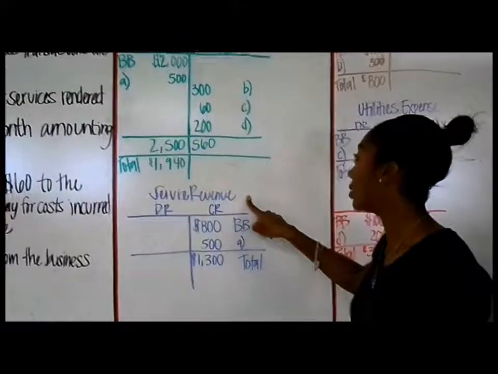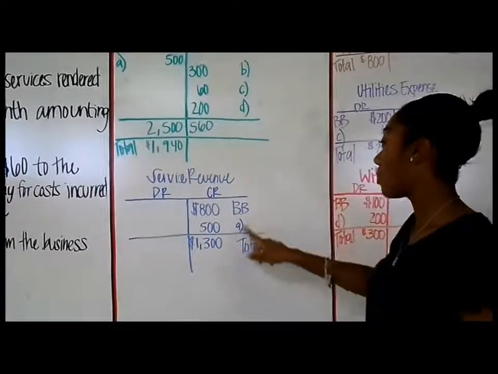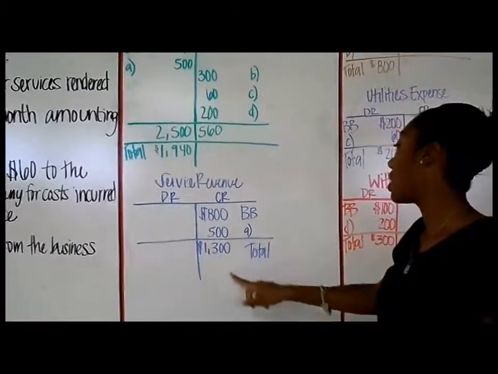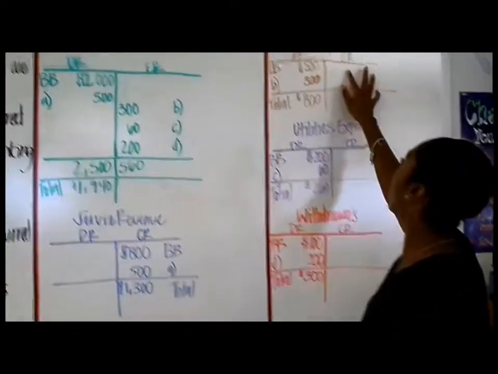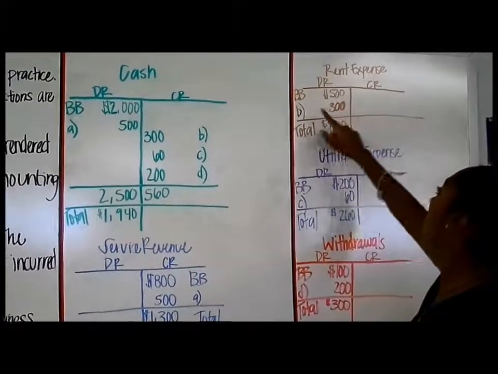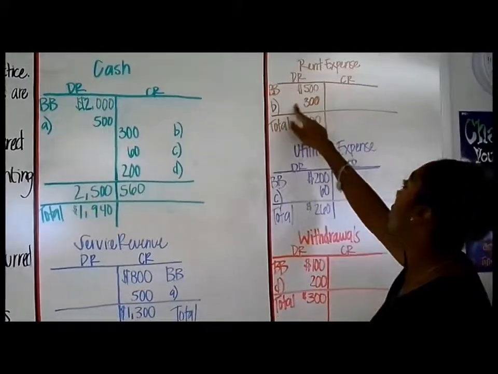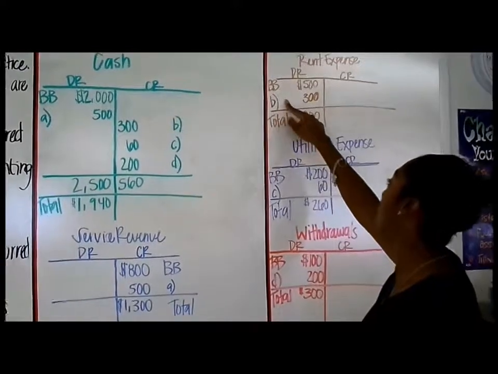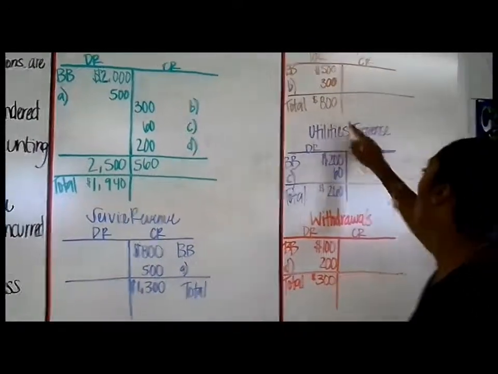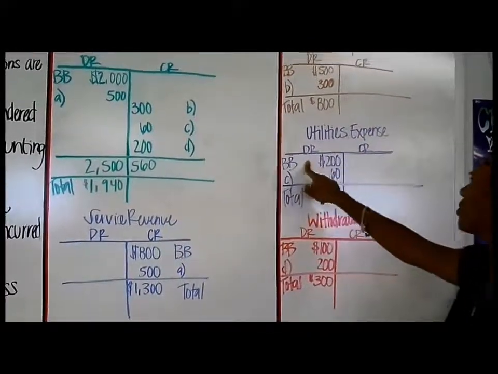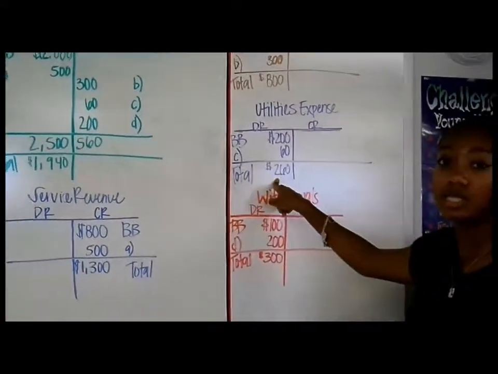Now for service revenue, there were no amounts on the debit side of the T account, so you would just add up what was on the credit side of the T account, and you have a total of $1,300. Now for rent expense, there were no credits to the account, so you would add up the debits that you have. So it's $500 was the beginning balance, and $300 was for one transaction. So you add them up and you get a total of $800. You would do the same for utilities expense. You add up the beginning balance plus any debit to the account, and you get a total of $260.